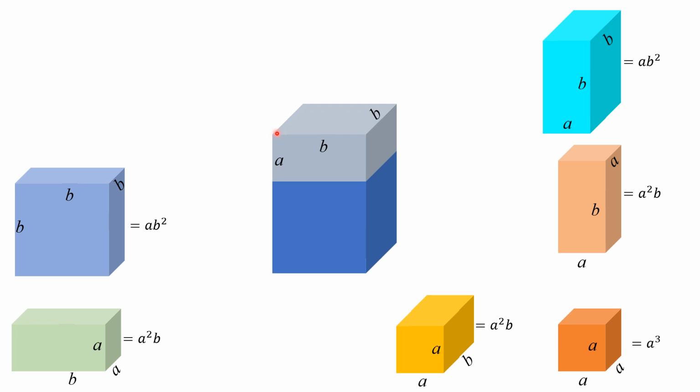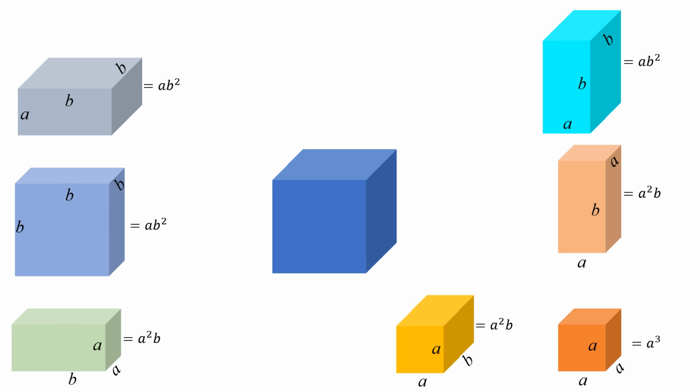This height is equal to a, the length is obviously b, and this length was also equal to b, because this portion was b and it is taken from here. So the volume of this colored portion is equal to a into b into b, which is ab square. Let us take away this one from the main cube like this, and its volume is again equal to ab square. Now what about the remaining part?